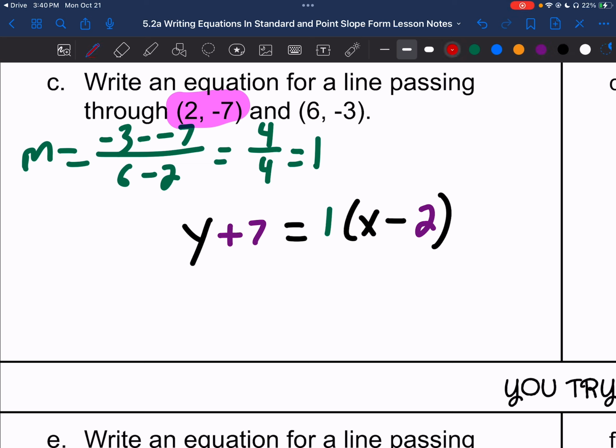There is that secondary alternate solution. y plus 3 is equal to 1 times x minus 6. So both of those equations are correct. One is using the first point, one is using the second point. They are equations for the exact same line, though.